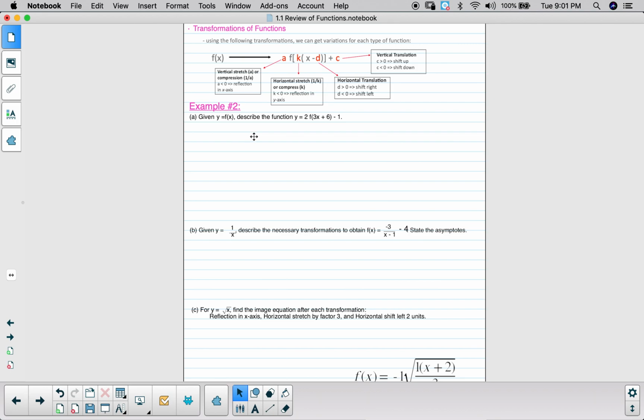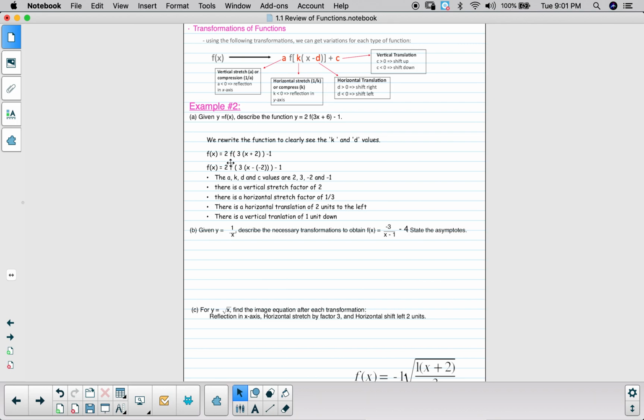There's some work involved here where you rewrite the function so that you can clearly see the k and the d values, which I've done here by factoring out the 3. So in the brackets goes x plus 2. Therefore, the a, k, d, and c values are 2, 3, negative 2, and negative 1. Because it's x plus 2, you write it in the form x minus d, so it becomes x minus negative 2.